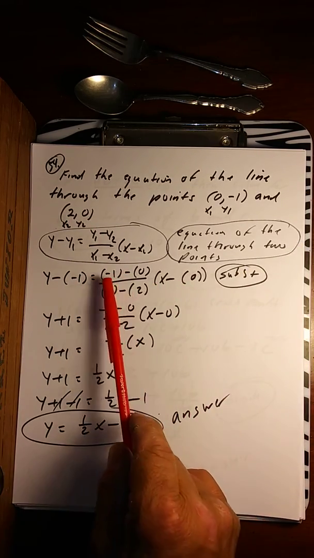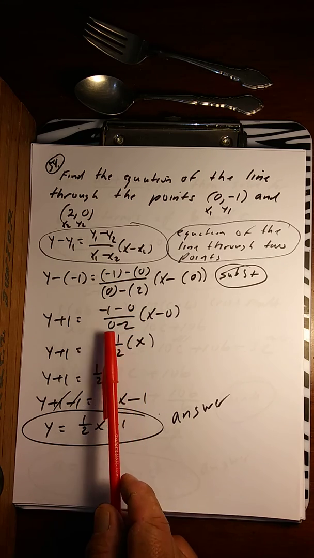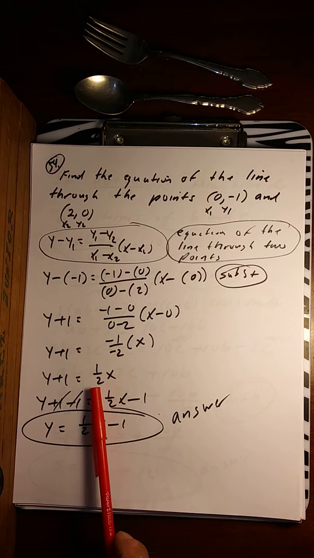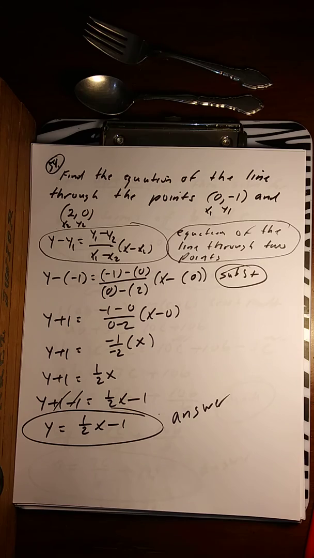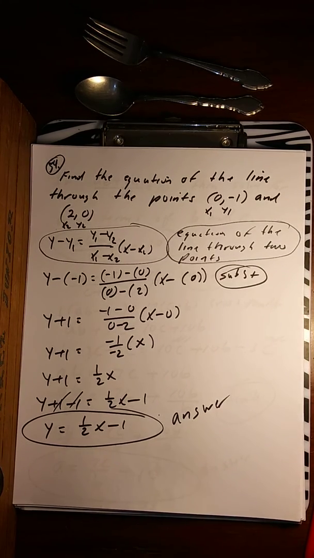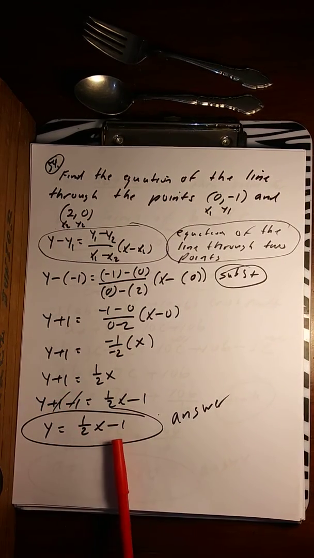So now this will be -1. -1 minus 0 is still -1. 0 minus 2 is still -2. That's going to be a positive. Negative divided by negative is positive 1/2. x minus 0 is just x. So 1/2 x. So we have y equals 1/2 x minus 1.